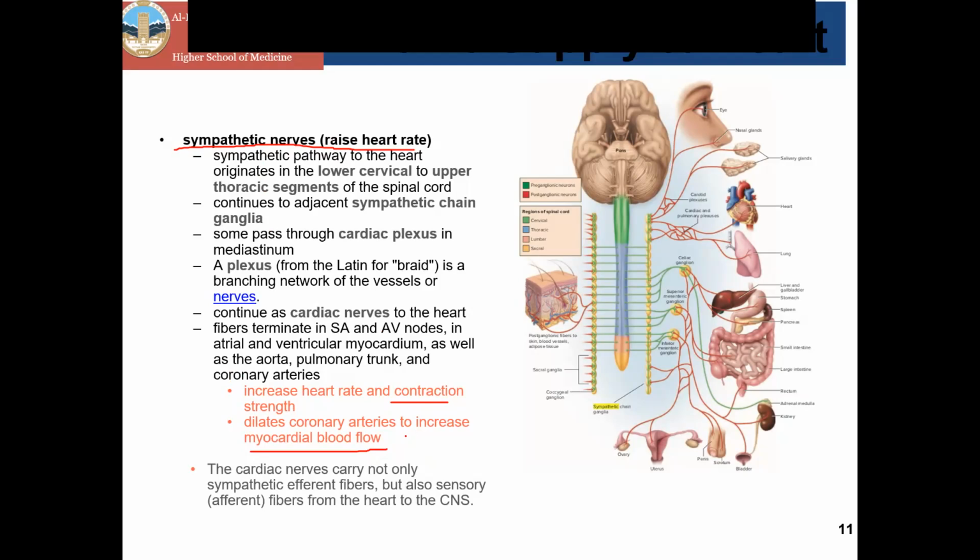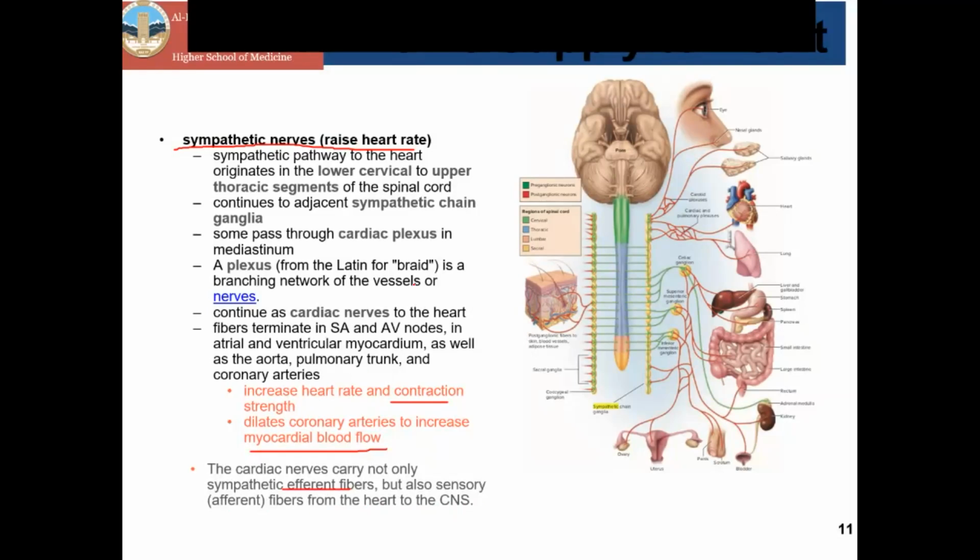We need oxygen. And cardiac nerves carry not only sympathetic efferent fibers, but also sensory afferent fibers from the heart to the CNS, the central nervous system. Do you understand what afferent fibers mean?